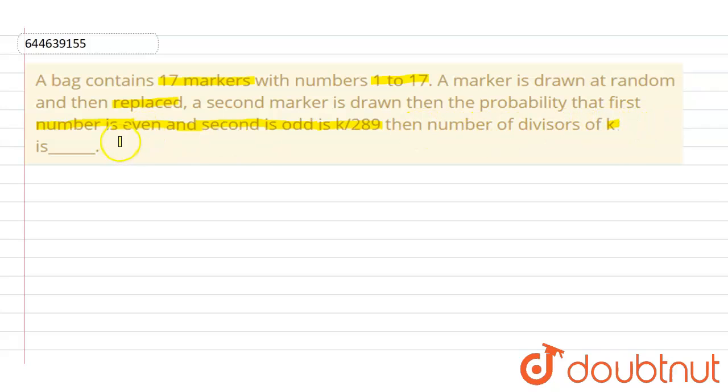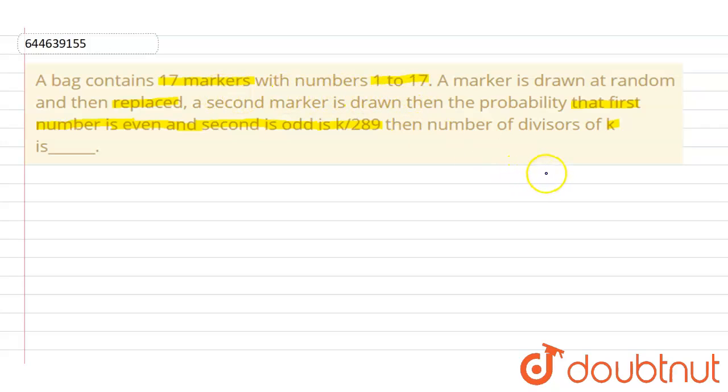Now in this particular question we need to find the number of divisors of k. For that we need to find k first. It is given that the probability that the first number is even and the second number is odd is k divided by 289. Now we know that the bag contains markers numbered from 1 to 17.